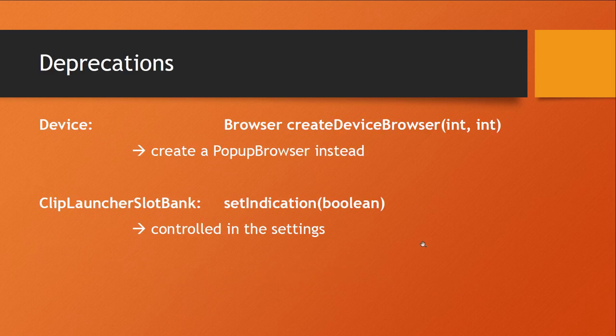We also have two deprecations. So the old browser should not be used anymore and the pop-up browser instead. So this is no surprise here. And the other one is indication is now controlled by the user and no longer by the script, which makes a lot of sense, I think. So you should also not use the set indication method anymore.